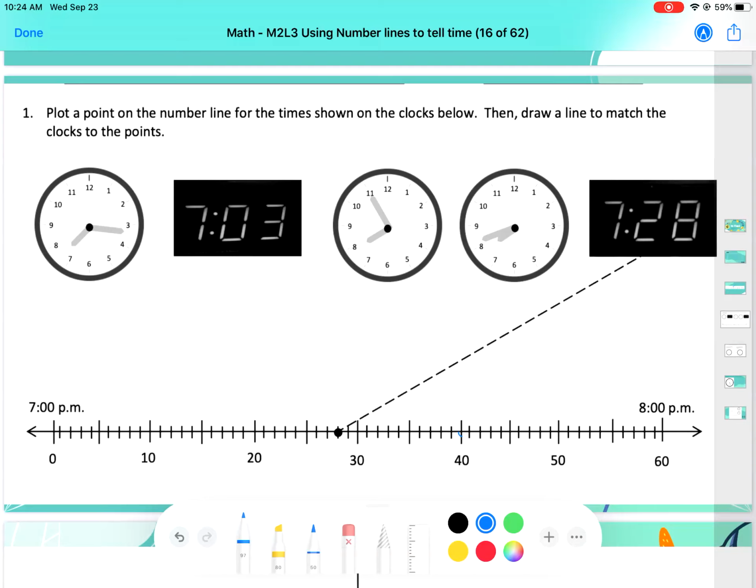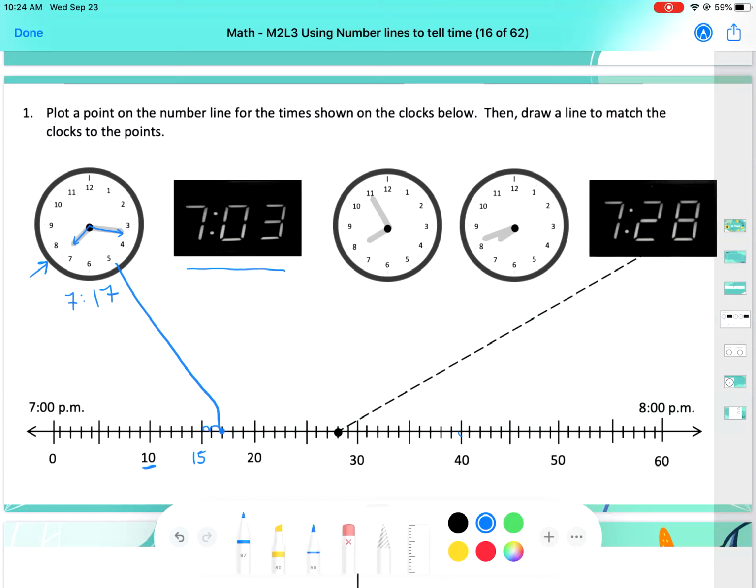Let's look at the first clock and tell the time first. Let's look at the shorthand. It's between 7 and 8, so I'm going to write 7. I'm going to check my longhand, and it falls between 3 and 4, which is 17. So my time is 7:17. Now I need to look at my number line to find where 17 is. Here's 10, here's 15, and 17 is 2 after 15. So I'm going to plot my point, and draw a line to link those two.